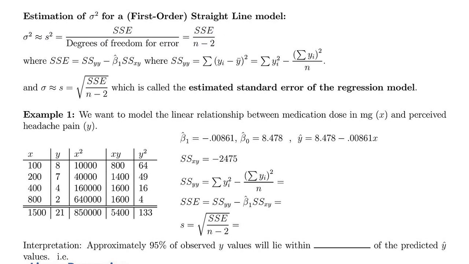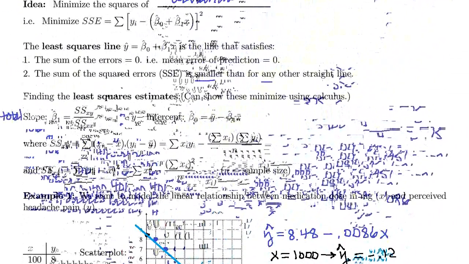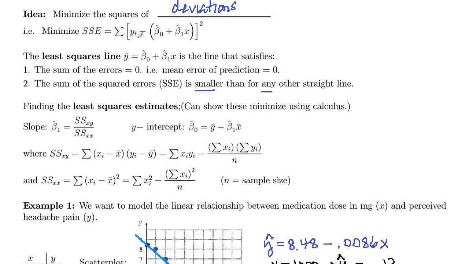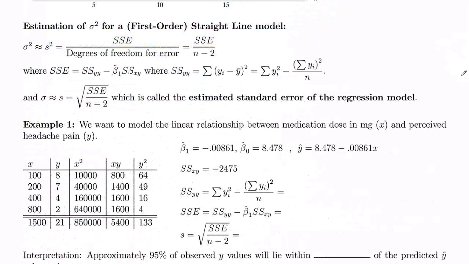Remember SSE, that is the quantity that we minimized to get the least squares model. Sum of squares of error is the difference between the y-coordinate of the point and the y-coordinate on the regression line, and we square that. It's also the case that sum of squares of yy minus beta 1 times sum of squares of xy is the sum of squares of error. That is algebraically equivalent.